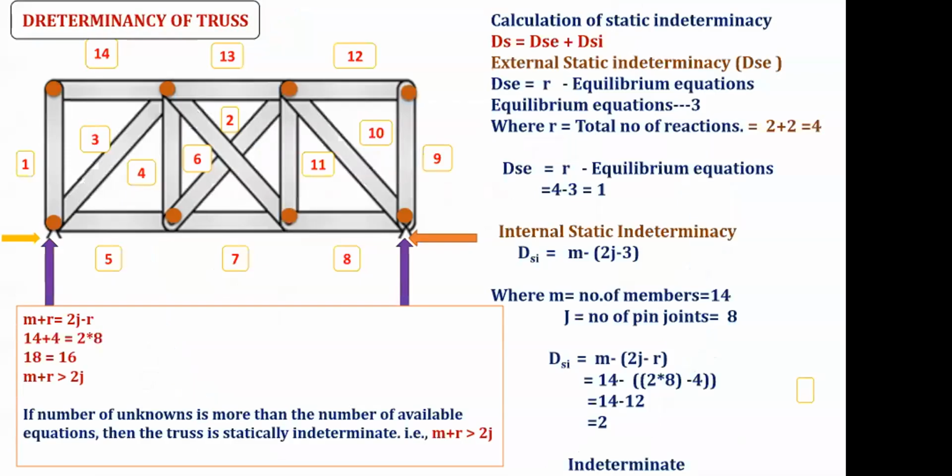So now I will take, as usual, the basics. Its external is 2, having the pinned connections, 4 minus 3, 1. Here the number of members is 14, number of joints is 8. So we have 2. Here this has indeterminacy of degree 2, second degree indeterminacy. The previous one is 1 degree indeterminacy. The first two problems are statically determinate. We don't require any additional equations.